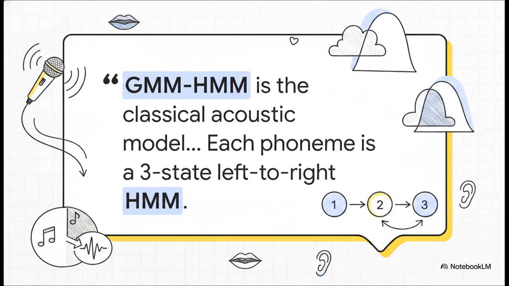Let's bring it all home with a quick 60-second summary. Bayes' rule elegantly separates our acoustic and language models. Each phoneme operates as a 3-state left-to-right HMM to capture its internal sound dynamics. And the Gaussian Mixture Model steps in to handle the immense variability of human speech that a single bell curve just can't touch. If you understand these concepts, you understand the architecture that makes classical ASR possible.